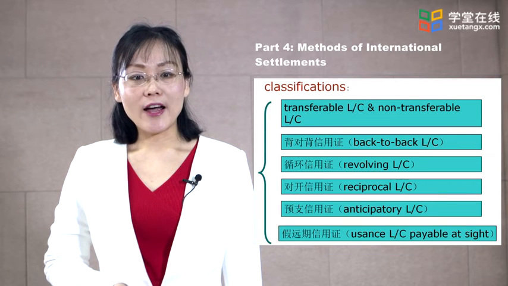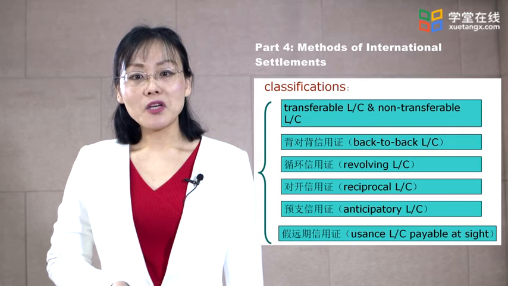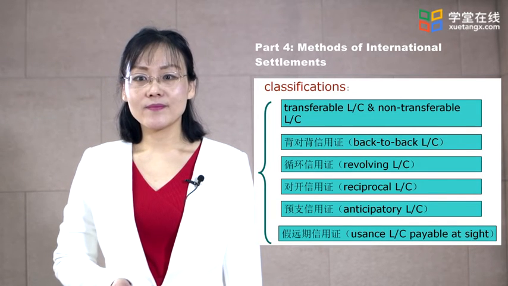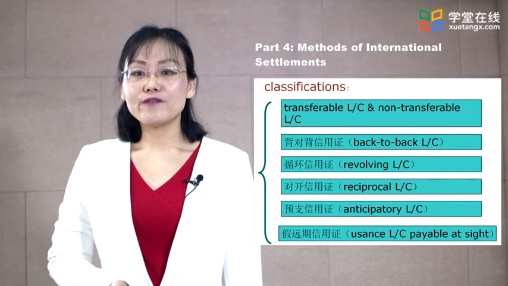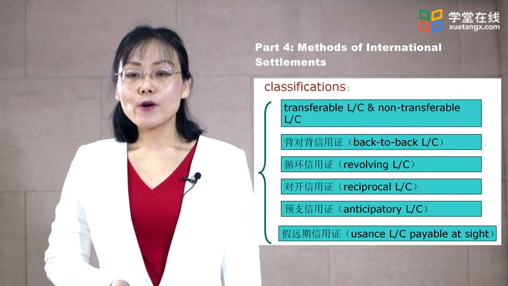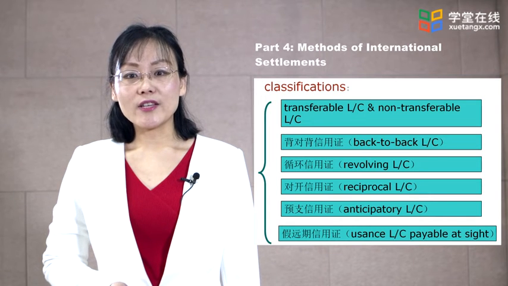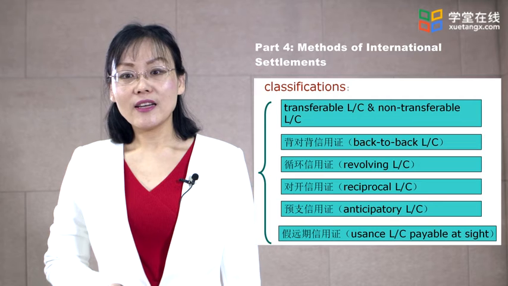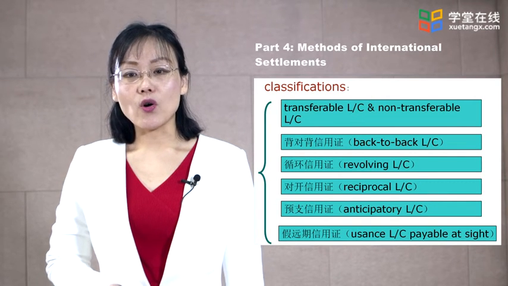The transferable credit is suitable where a middleman operates between the buyer and the seller, his profit being the difference in price. The transferable credit enables the middleman who is receiving payment from a buyer to transfer his claim under the credit to his own suppliers.